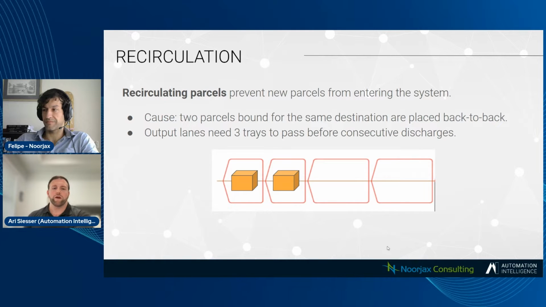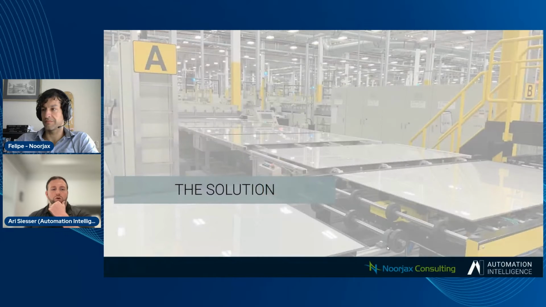And so by making smarter decisions and using the other induction lanes to put packages on these 3 trays and waiting to put this parcel on the following tray, we can avoid that recirculation and get parcels out of the system sooner and free up more trays. So how did we go about trying to solve this?